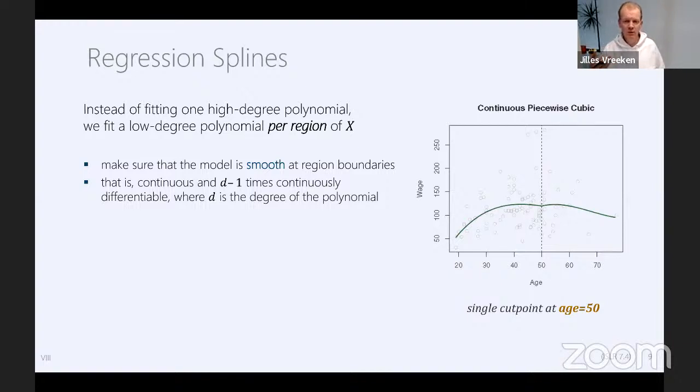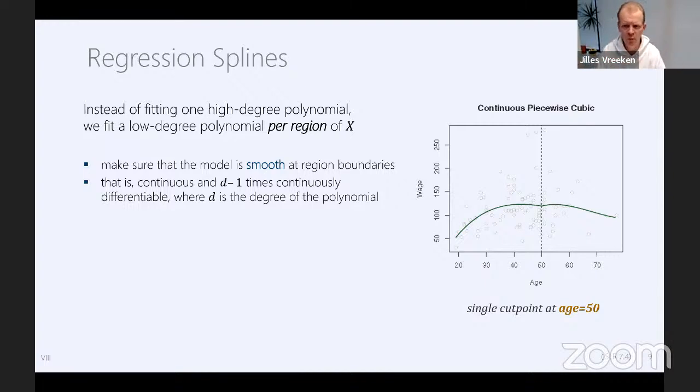So the next thing we can do is, we don't just require that they spit out the same value at the cut point, but that they should have the same slope. In practice, we require this function to be continuous and d minus 1 times continuously differentiable. That is just a fancy way of saying that they need to have the same slope, where d is obviously the degree of the polynomial.